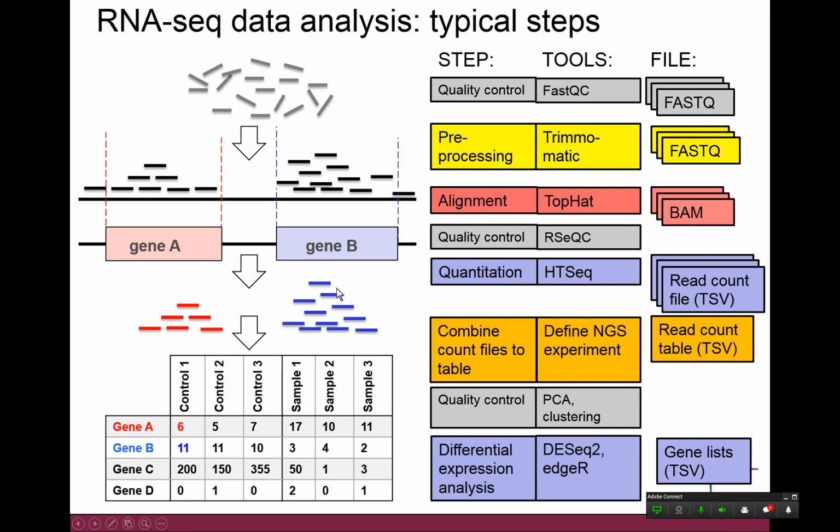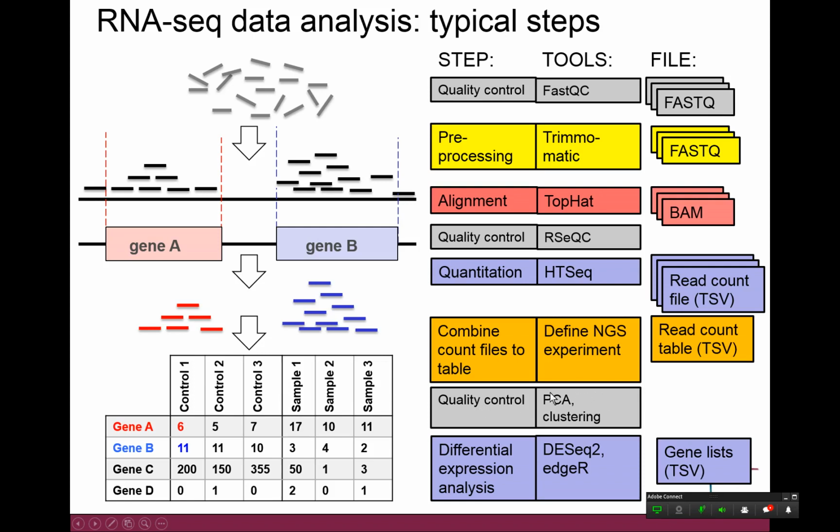So now we are counting the reads, and for that we use HTSeq. From that step we get a bunch of read count files, which are basically just tables showing this first column here for each of the samples. The orange step here is combining the read count files into one larger read count table, as seen here. And for that, in Chipster, we use this Define NGS experiment tool.